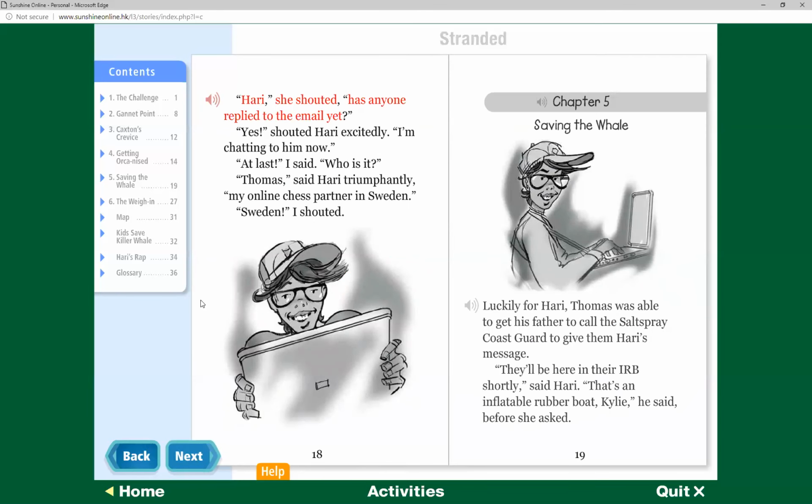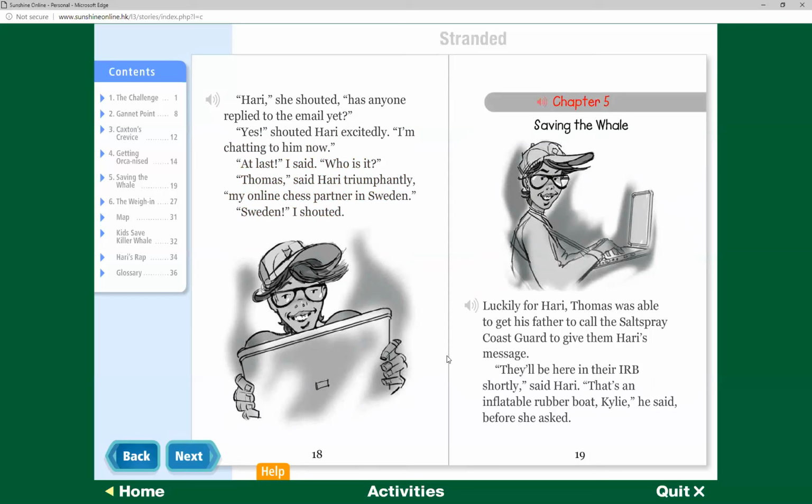"Harry," she shouted, "has anyone replied to the email yet?" "Yes," shouted Harry excitedly. "I'm chatting to him now." "At last," I said. "Who is it?" "Thomas," said Harry triumphantly. "My online chess partner in Sweden." "Sweden?" I shouted.